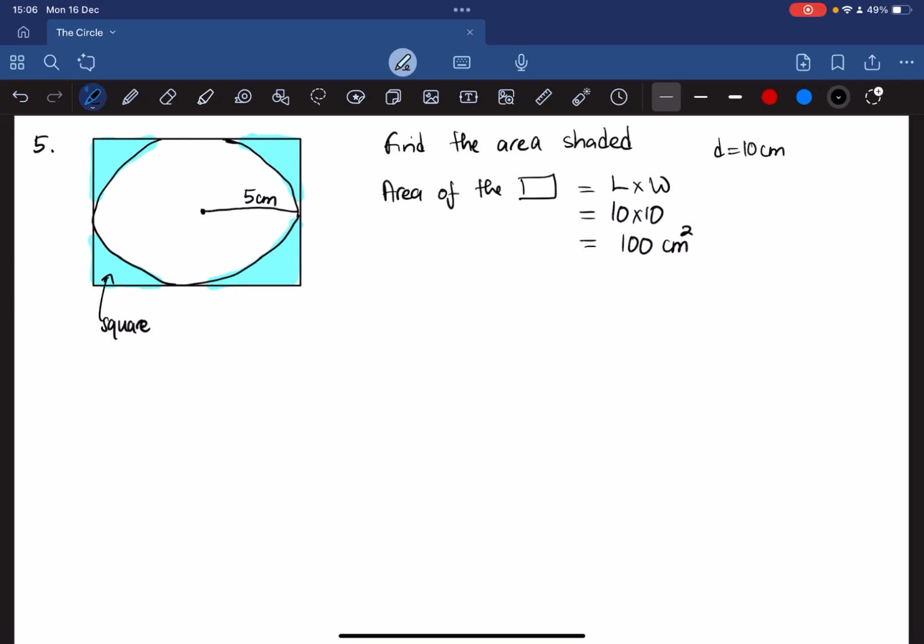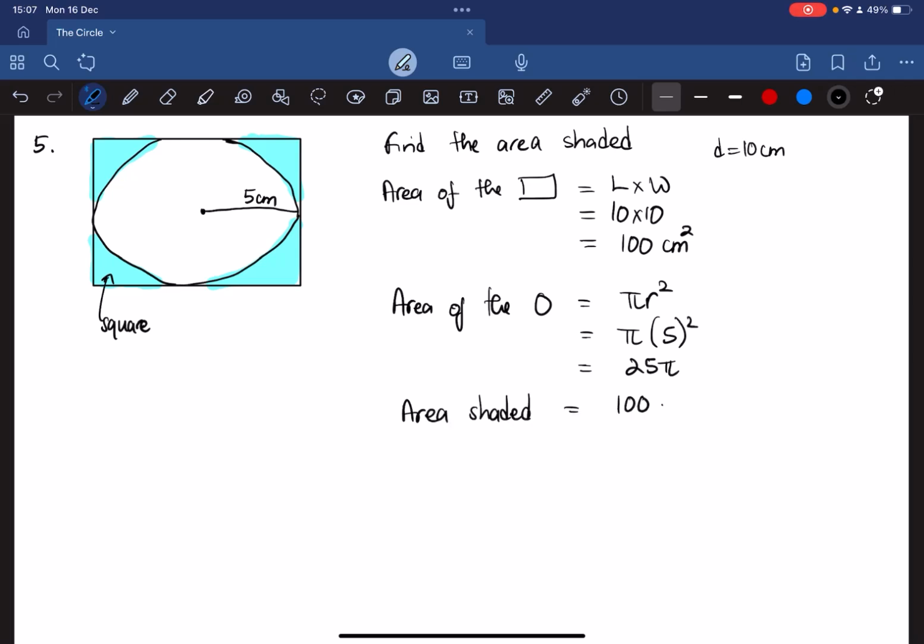The area of the circle is found by saying pi r squared. So that's pi, our r is 5, and we're squaring it, we get 25 pi. Now, to find the area shaded, we're going to subtract and say 100 minus 25 pi, and the answer that we get here is 21.5 square centimeters.